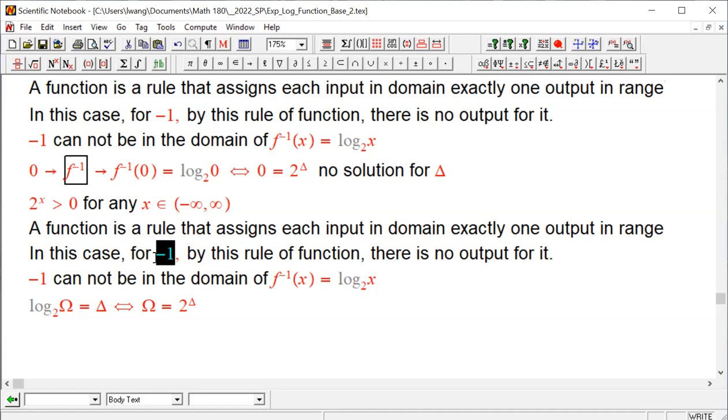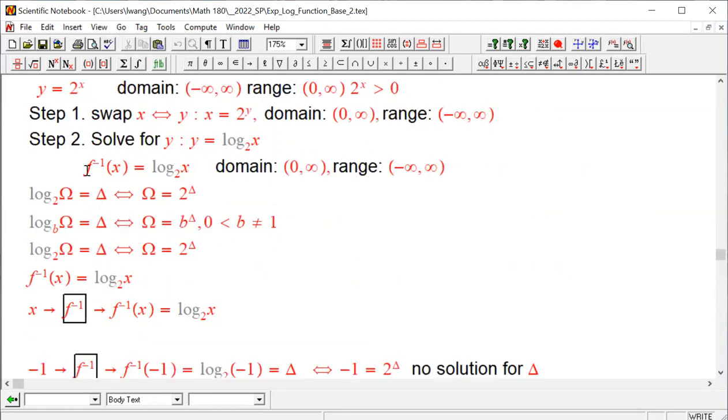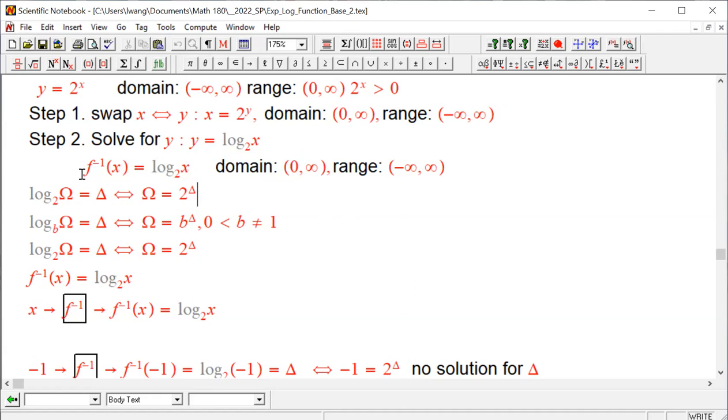And in the case for 0, by this rule of function, which is log base 2 of x, there's no output for it. Therefore, 0 cannot be in the domain. And so from the other perspective, we can also see that the domain for log base 2 must be positive numbers only. It can be bigger than 0, like 0.001, 0.002. That's all fine.